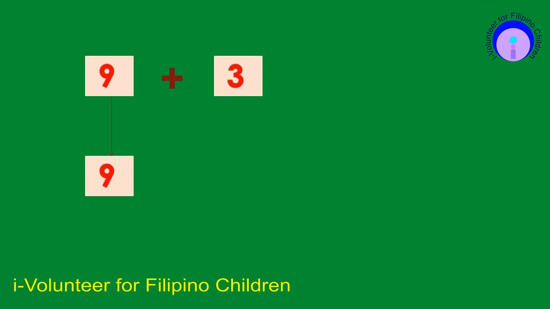Our first step is to write down 9. We will borrow 1 from the neighbor 3. And what is left is 2. The final answer is 12. Kuha niyo ba, class?